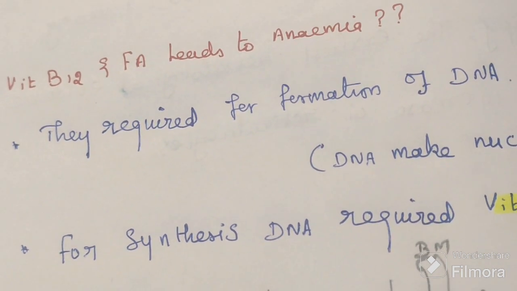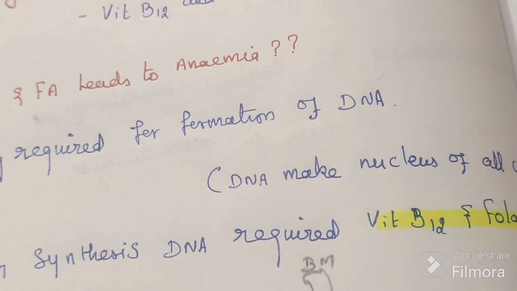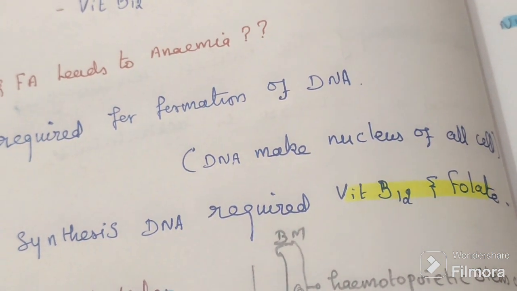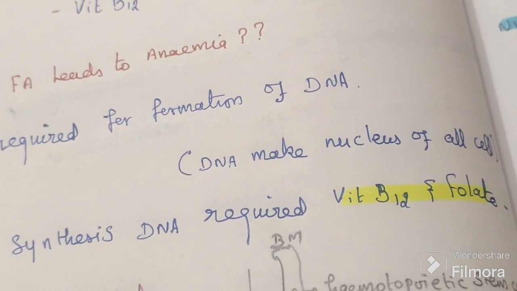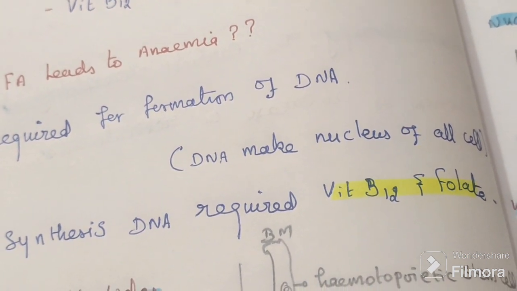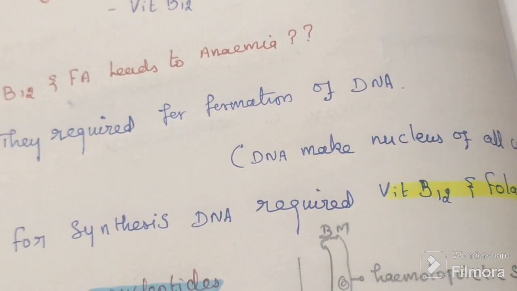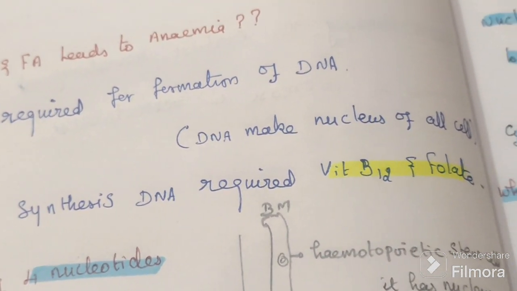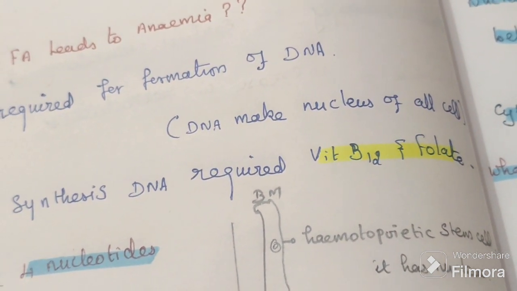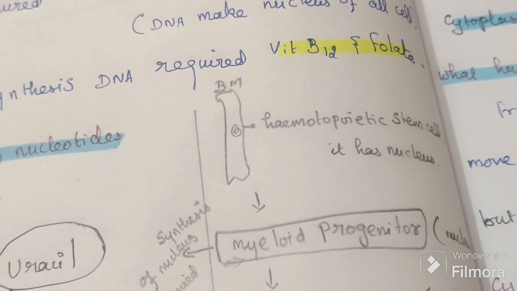They are required for the formation of DNA. So here vitamin B12 and folic acid are required for formation of DNA. DNA makes the nucleus of the cell. So for the nucleus, for synthesis of DNA, we require vitamin B12 and folate. The RBC does not require them, but their precursors require it, because the precursors have a nucleus.